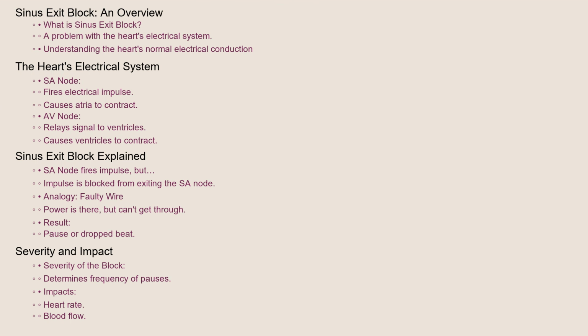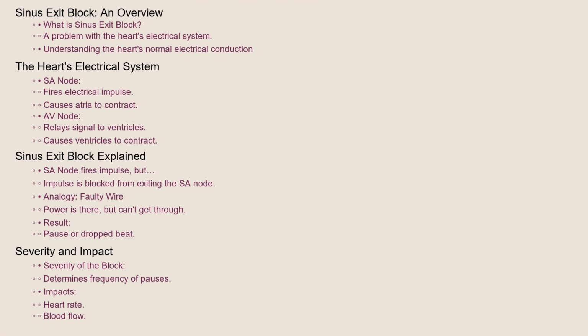To understand sinus exit block, we need to talk about the heart's electrical system. Normally, the SA node fires an electrical impulse that travels through the atria, causing them to contract. This impulse then reaches the atrioventricular, or AV node, which relays the signal to the ventricles, causing them to contract. In sinus exit block, the SA node may generate an impulse, but that impulse is blocked from exiting the SA node and reaching the rest of the heart. Think of it like a faulty wire. The power is there, but it can't get through. This blockage results in a pause or dropped beat, as the atria and ventricles don't receive the signal to contract. The severity of the block determines how frequently these pauses occur and the resulting impact on heart rate and blood flow.